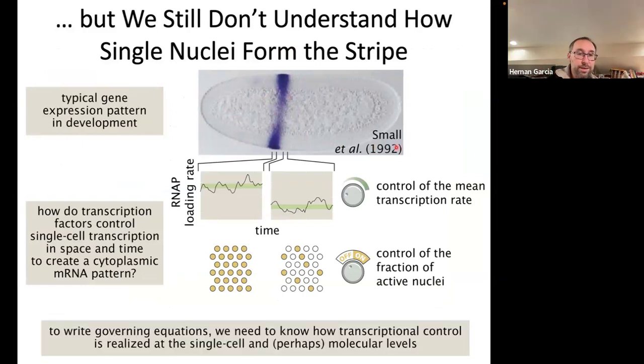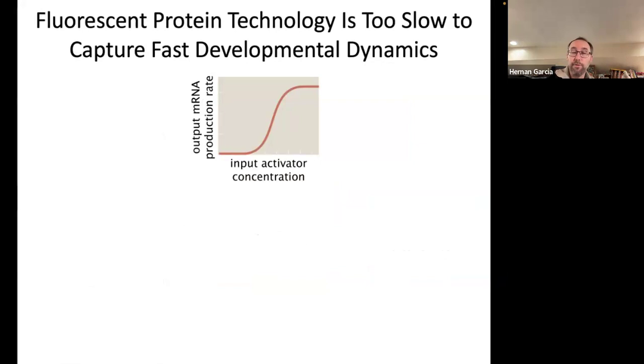So if you're going to get started in trying to write governing equations, the first thing to figure out about transcriptional control is how this control is realized at the single cell level, okay? And to do that, basically what I'm telling you is that we need to measure these input-output functions at the single cell level in real time, okay? But there was a problem when we started thinking about this.